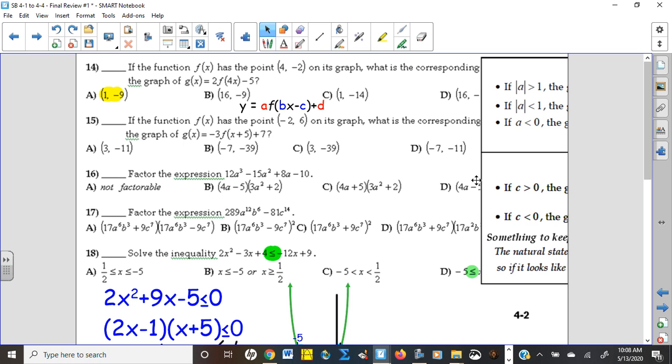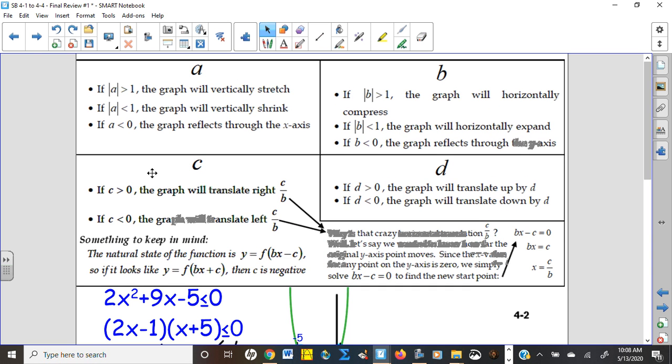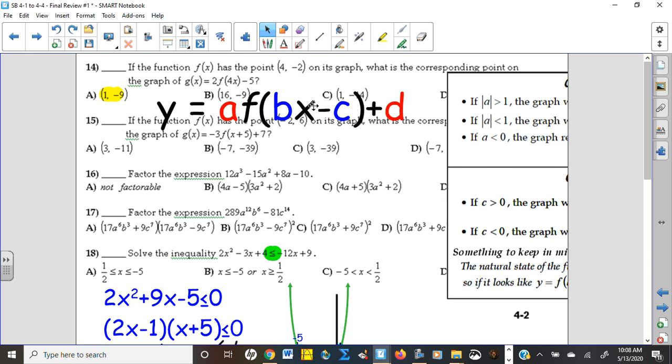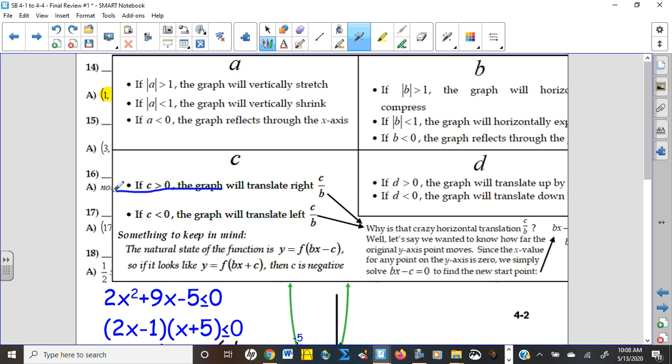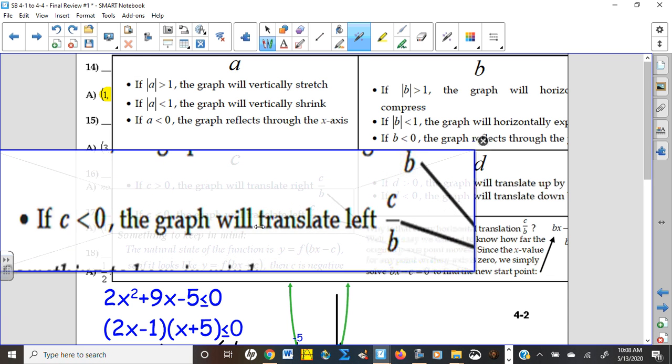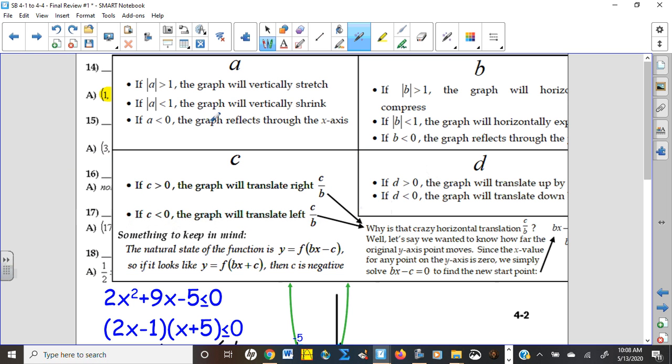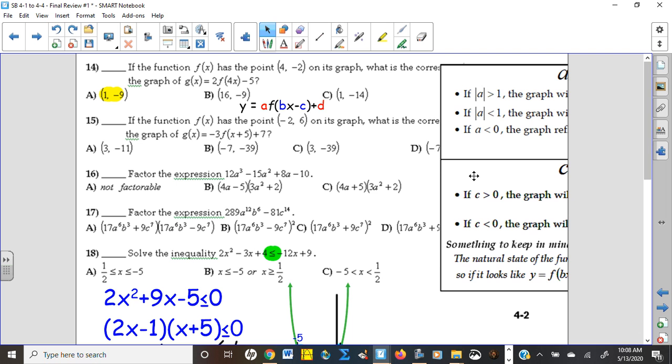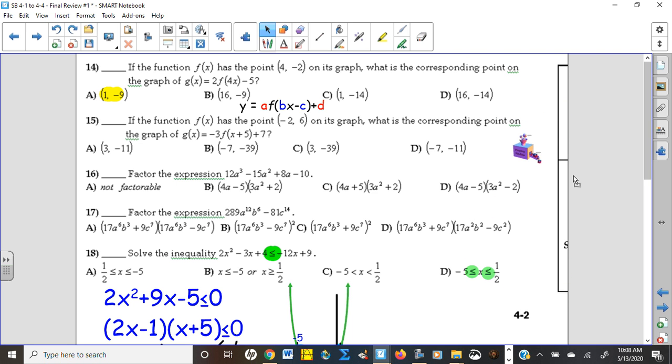Okay, let's read those transformations for the C value. If C is greater than 0, we go to the right. But remember, the natural state of the function is -c. So the fact that you're seeing a +5 there really means that C had to be a negative value, -5. Okay, and a -5, so that's this part right here. If C is less than 0, we're going to translate to the left. Now this says C over B, and if there was a B value, you would have to do that. Our B value is just 1, so we're just going to move to the left C units. And if we're starting at -2 and moving to the left, we would end up at -7. And that's why the answer for this one is D.